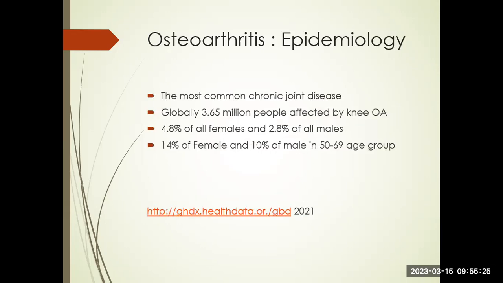So why osteoarthritis? It is the most common chronic joint disease, and globally about 3.65 million people are affected by knee osteoarthritis, about 4.8% of all females and 2.8% of all males. And we all know that this is mainly a disease of advanced age. If we consider the age group from 50 to 69, about 14% of all females and 10% of all males suffer from this disease. So we can see it is very common.